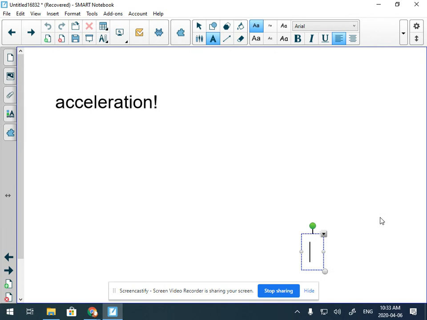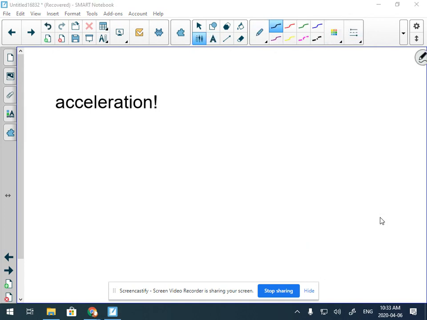Hey Science 20s, yesterday you would have looked at some slope, and that is taking the rise over the run. It's a really small part of our curriculum, so we're going to move on to a much bigger part, and we're going to work over this the next couple days, and that's acceleration.